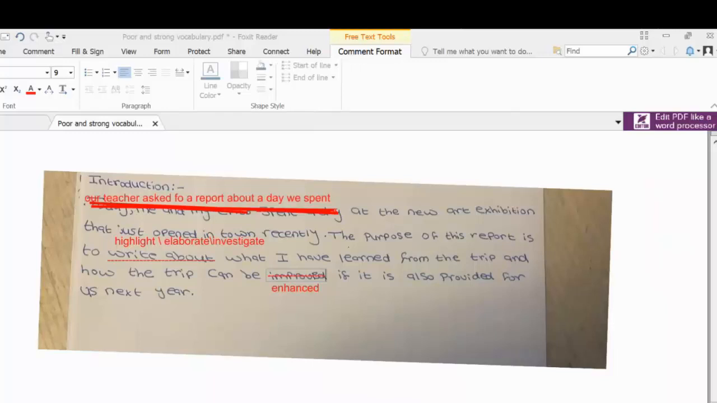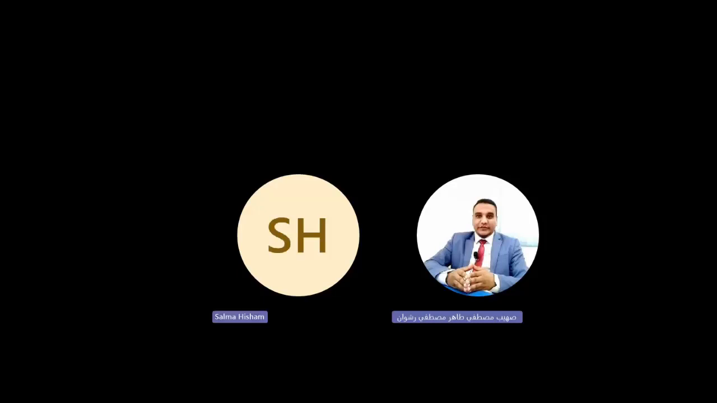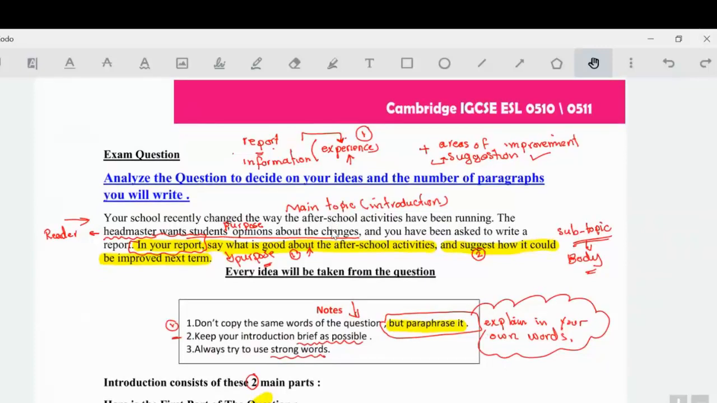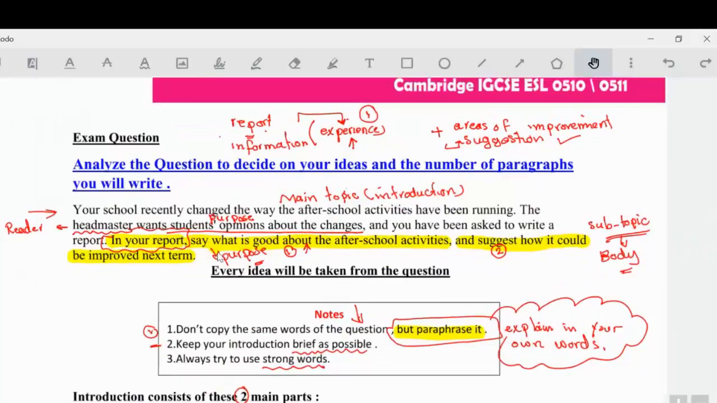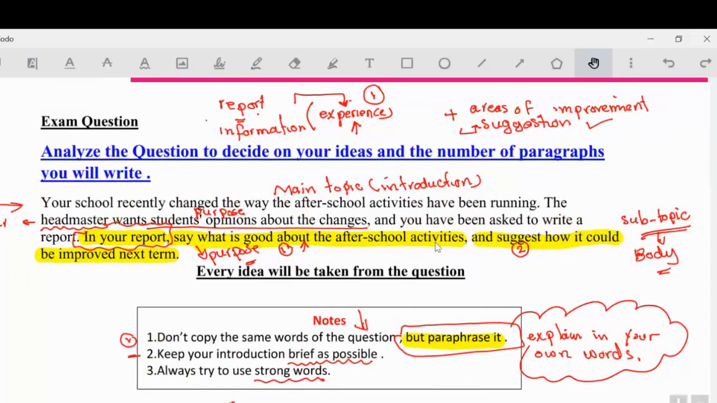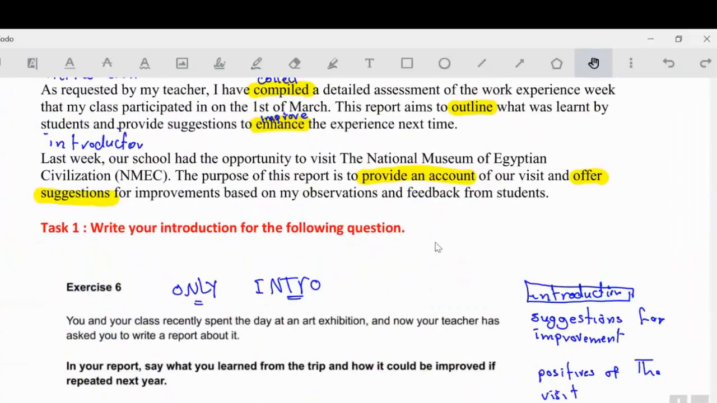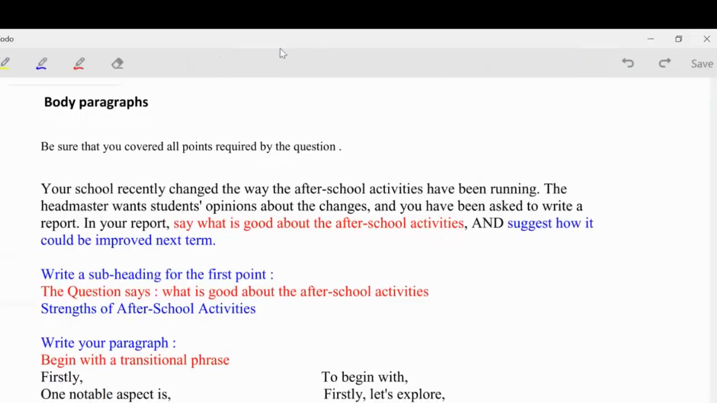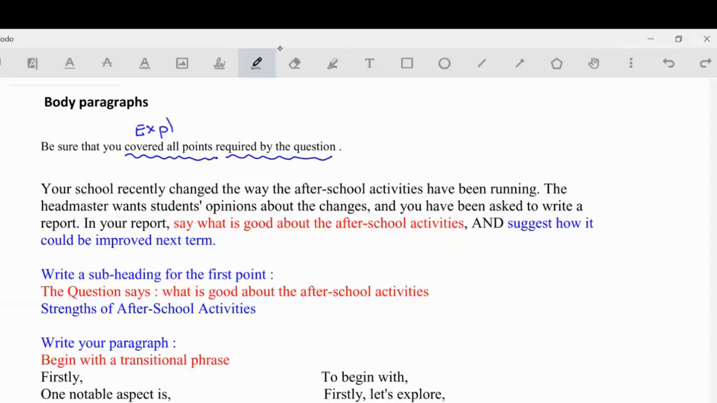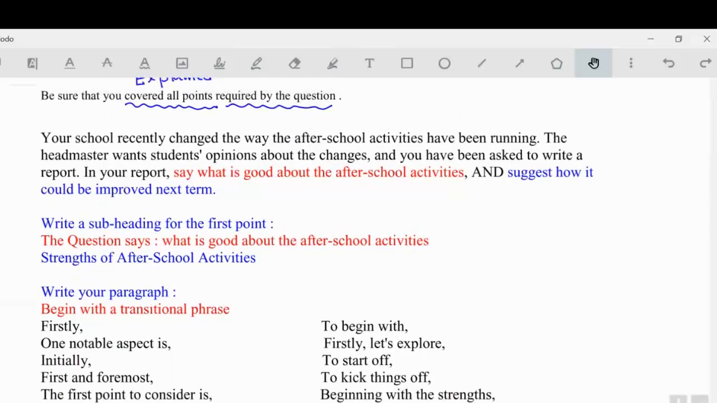Let's go back to the second part of the topic, the body paragraphs. From where do I get the body paragraphs? From the two parts of the question that we mentioned. In your report, say what is good about the after school activities. This will be a paragraph. Number one, be sure that you covered all points required by the question. Be sure that you explained all points mentioned in the question. Okay, here the question says: say in your report what is good about the after school activities and suggest how it could be improved next year.